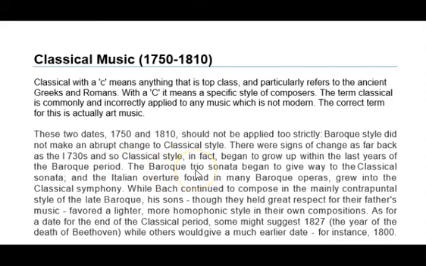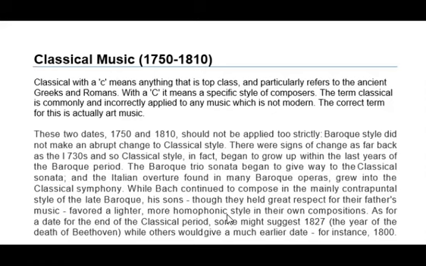The Baroque trio sonata, we still remember, began to give way to the classical sonata. And the Italian overture, that's the one that's fast, slow, fast, that we found in many Baroque operas, grew into the classical symphony. It's also fast, slow, fast. While J.S. Bach continued to compose in the mainly contrapuntal style of the late Baroque, that's the polyphonic style, his sons, C.P.E. Bach, J.C. Bach, though they held great respect for their father's music, favored a lighter, more homophonic style in their own compositions.